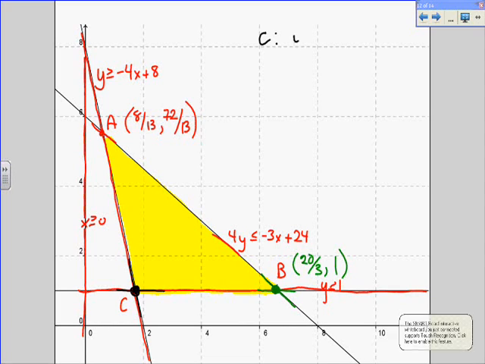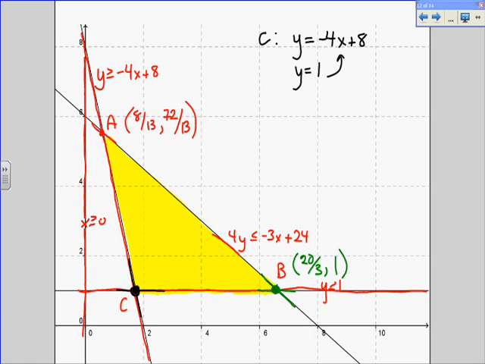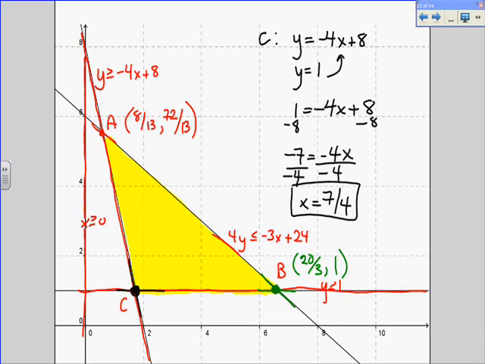So c is the intersection between y is equal to negative 4x plus 8 and y equals 1. Again, same thing. I can actually just substitute 1 into this equation here. So I end up with 1 is equal to negative 4x plus 8. I'm going to minus an 8 from both sides. And I end up with negative 7 equals negative 4x. Divide both sides by a negative 4. And I end up with x is equal to 7 over 4. That's my x-coordinate for c.